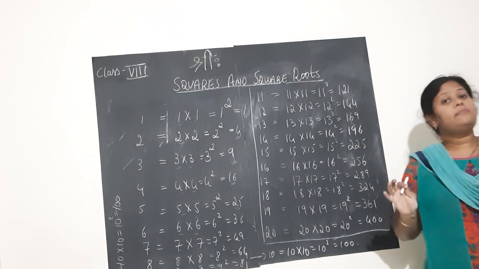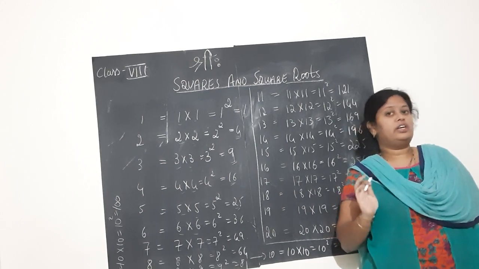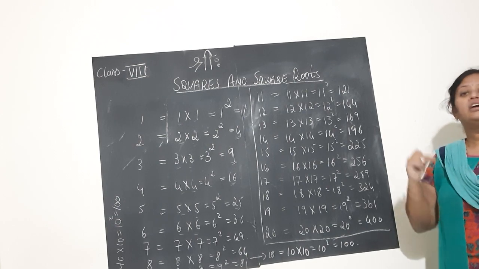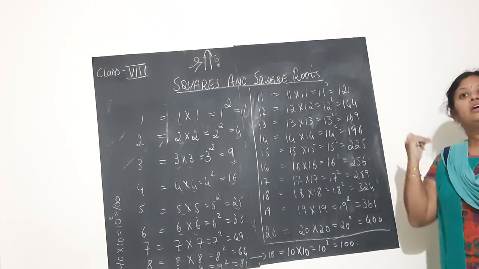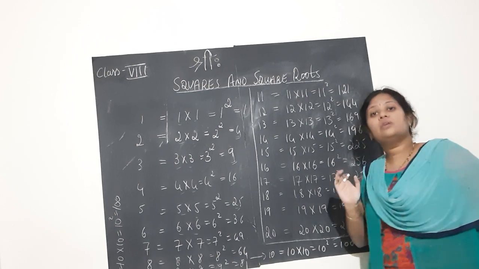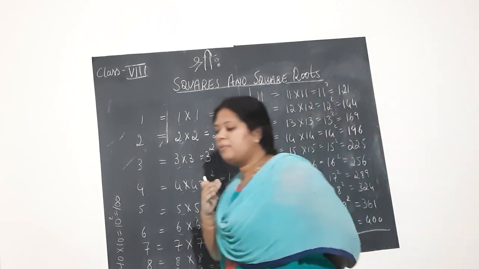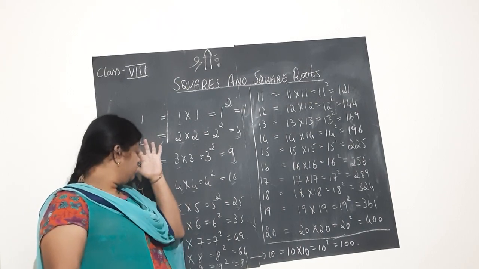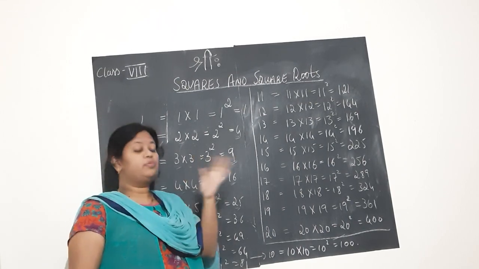So up to some 30 square or 40 square, children, you should have it in your mind without seeing. If asked how much is 25 square, you should be able to tell it is 625. Like this you should know up to some 40 square, that you prepare yourself at home. And I will shortly be giving you an assignment based on this, to write up to 50 square.